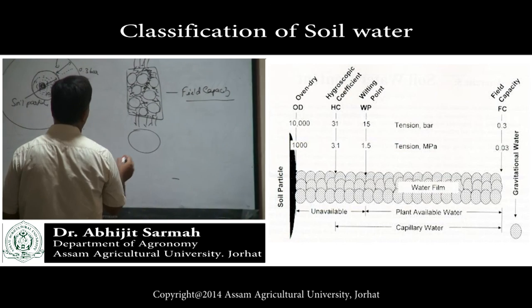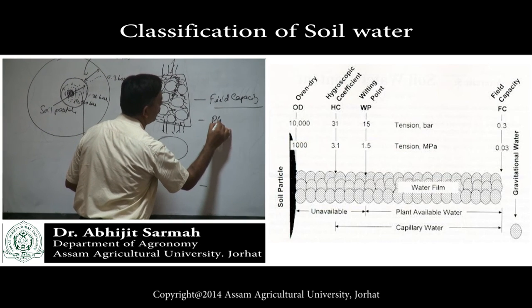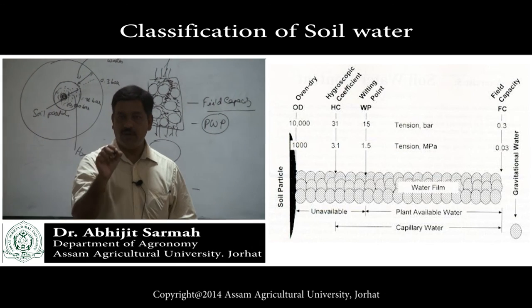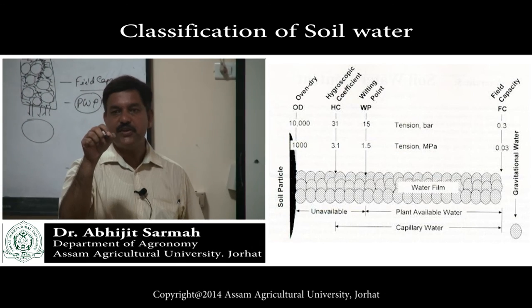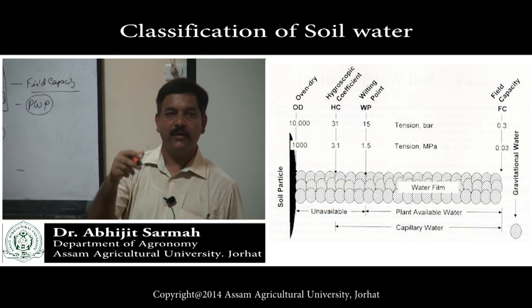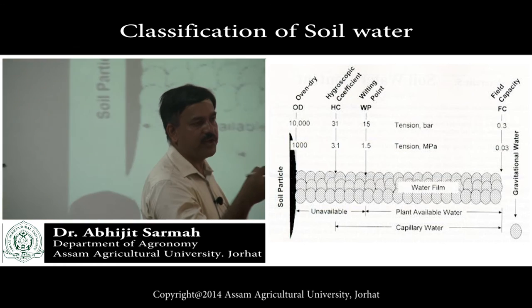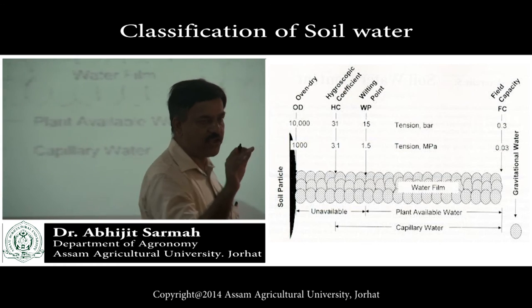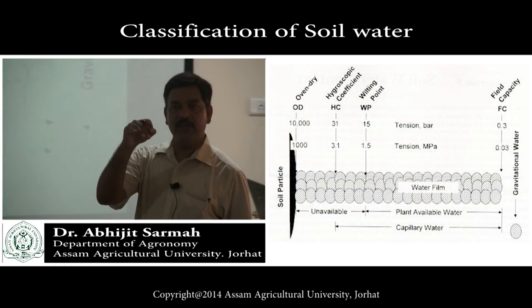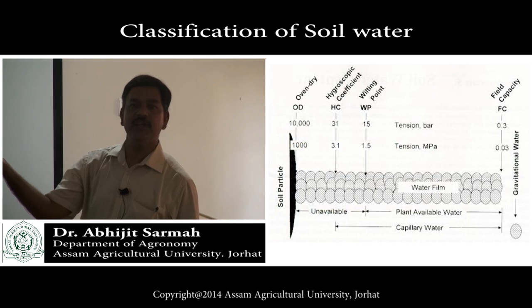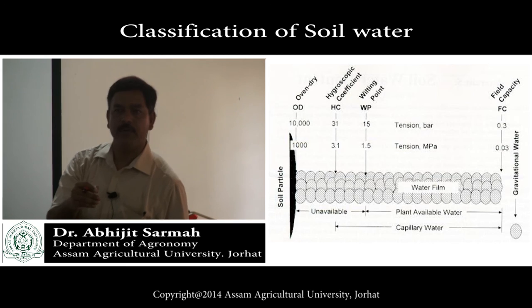It is called permanent wilting point. So remember, the condition is not the permanent wilting point. The moisture content in the soil is the permanent wilting point. The condition when it wilts is not the permanent wilting point. The moisture content in the soil corresponding to the permanent wilting is called the permanent wilting point.